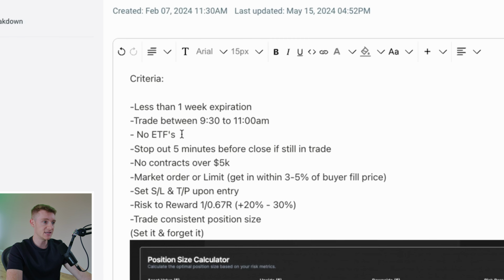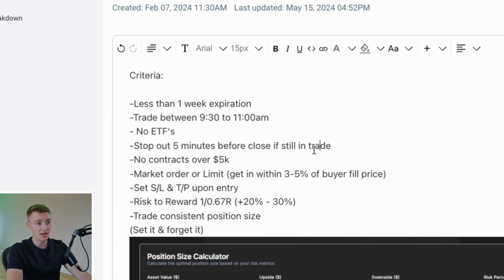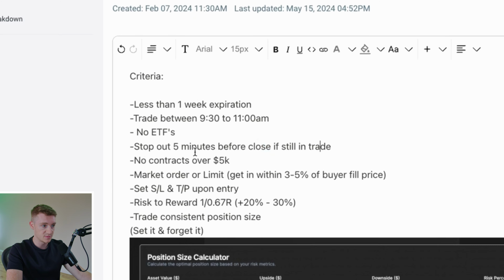But when I was back testing, I did have about 4 trades that I did not actually get automatically taken out of, right? Where my stop loss or take profit was not automatically hit, and I had to manually close that trade within 5 minutes before market close. Now, besides that variable, we can continue on with the criteria. I'm not going to be trading any ETFs, and obviously I'm stopping out if I'm still in that trade 5 minutes before close and my stop loss or take profit hasn't been hit.